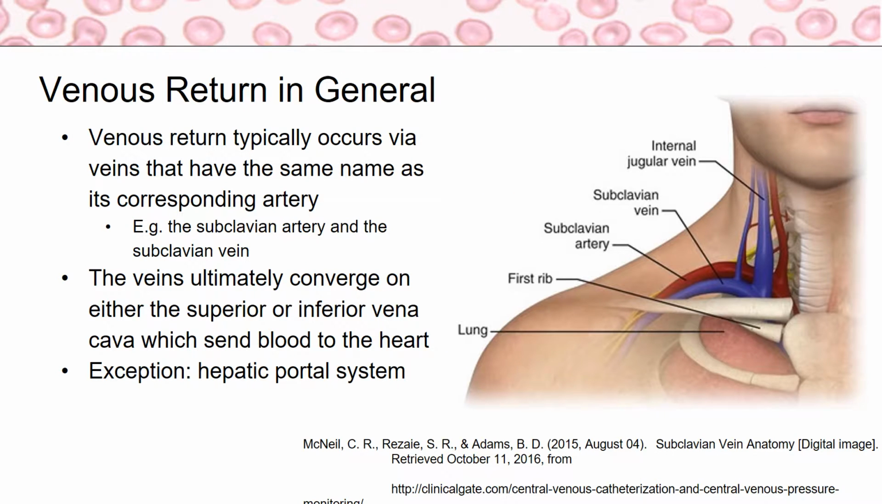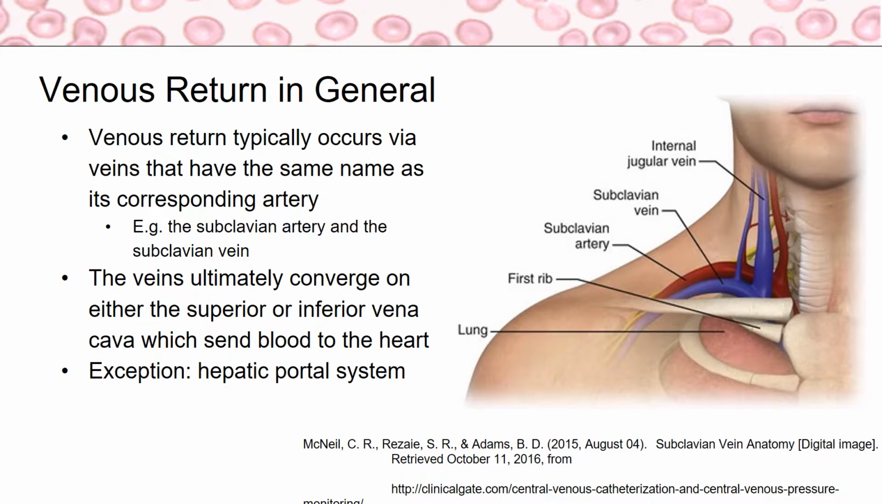In terms of venous return in general, the name of the vein typically corresponds to the artery that it's close to, and like you can see here, there's the subclavian artery and the subclavian vein. They're a similar size and in a similar spot, and they supply and remove blood from similar areas. And all the veins in the body ultimately converge on the superior or the inferior vena cava, depending on where in the body it's coming from.